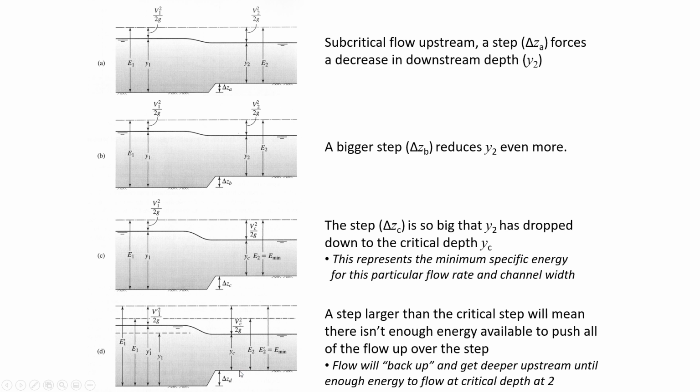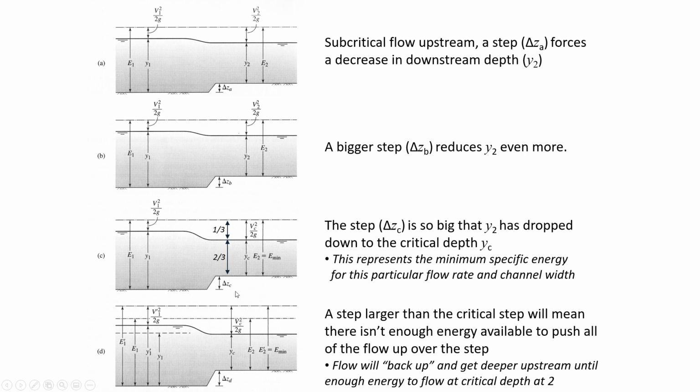But if you have a delta z that exceeds that critical step height, then there's going to be a new flow depth upstream at location 1. So instead of E1, we now have E prime 1, with the prime meaning the new depth that will arise after choking has occurred. If delta z is big enough, it causes the water upstream to pool until there's enough energy to cause critical flow over this new obstruction.